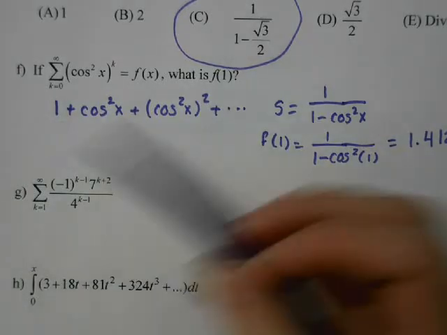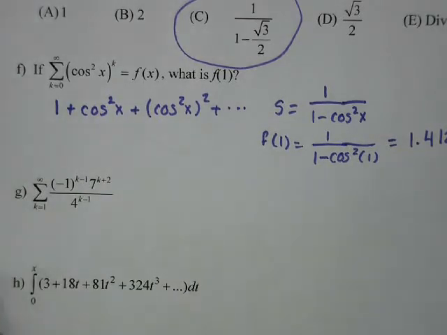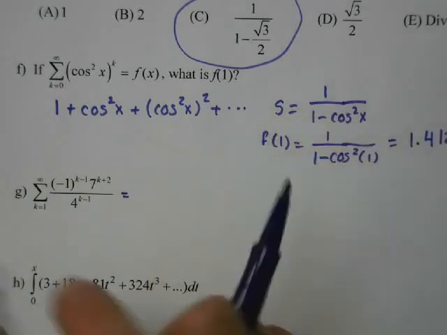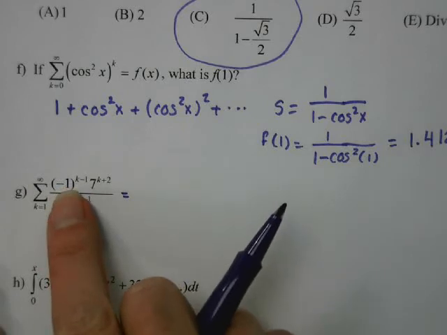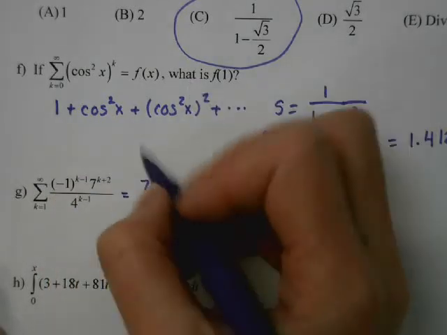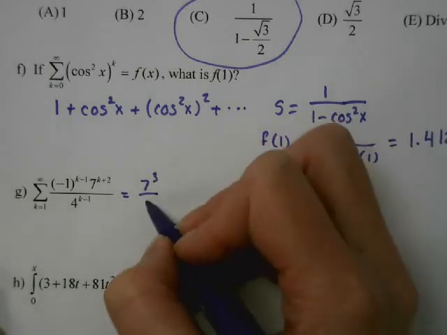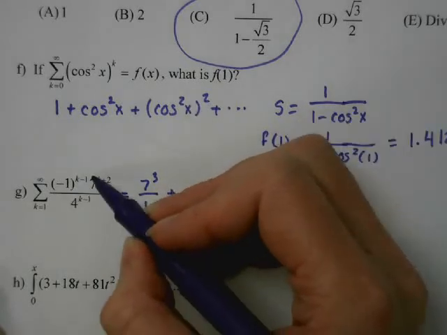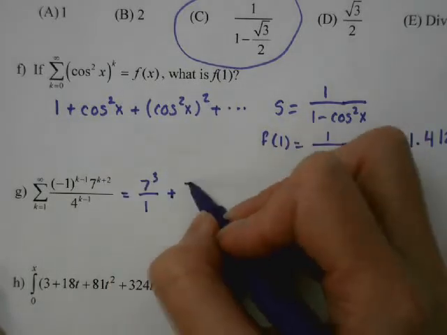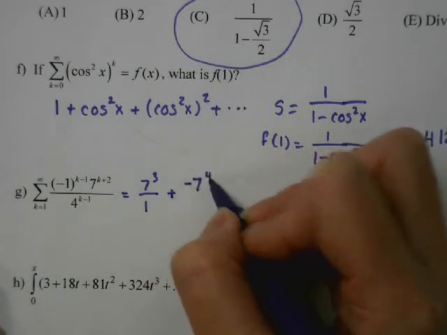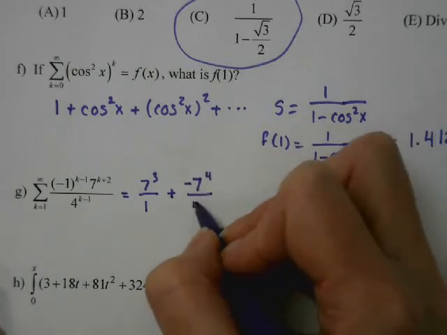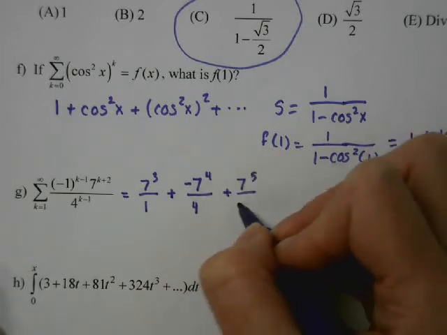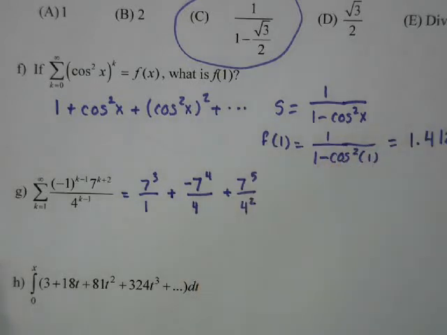Alright, this one, we got a lot of moving parts here, so we're just going to start plugging in values starting at 1. Okay, so if I plug in 1, this will be positive. I'm just going to write out 7 cubed over 4 to the 0, which is 1. Plus, when I put a 2 in here, that's going to be negative. So we're going to have a negative 7 to the 4th over 4, plus 7 to the 5th over 4 squared, or 16.